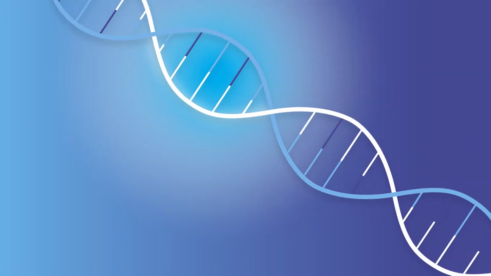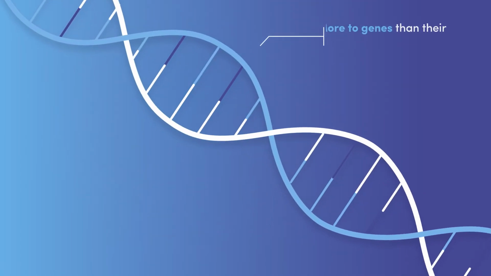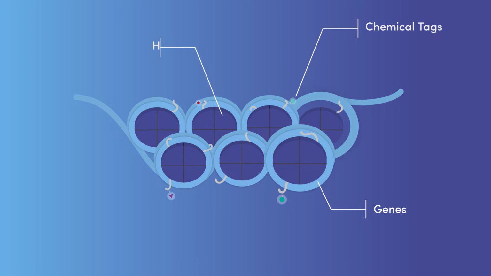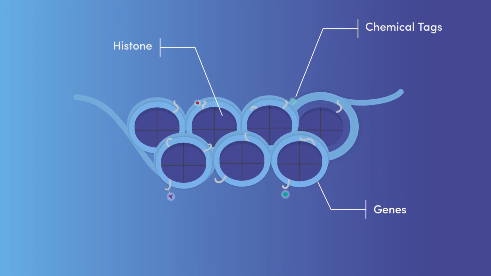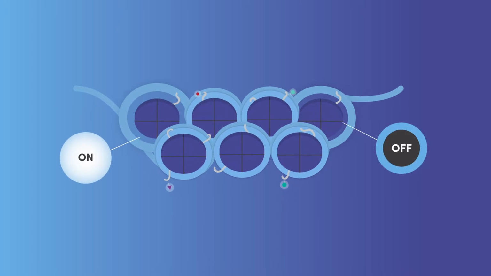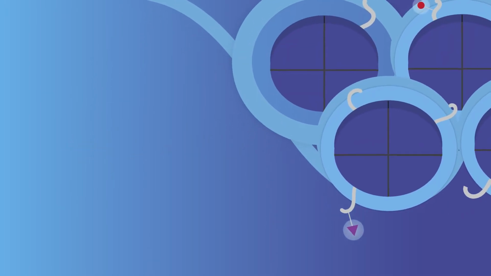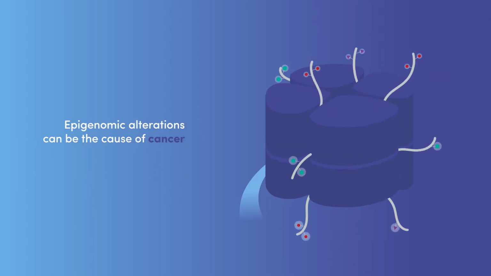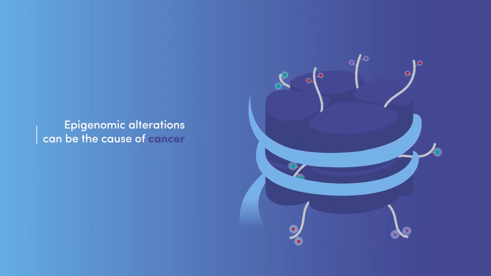Genes determine who we are, but modern science shows that there's more to genes than their four-letter code of DNA. The epigenome is formed by tiny chemical tags that help our cells organize and annotate our genes to turn each one on and off at the right time. But what if the system fails? Epigenomic alterations can be the cause of cancer and other common diseases.